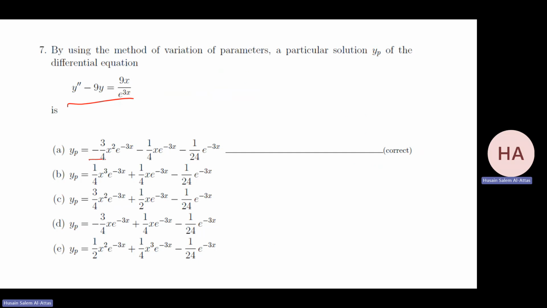So that minus 3 over 4 x squared x. Yeah, so that will be my answer.